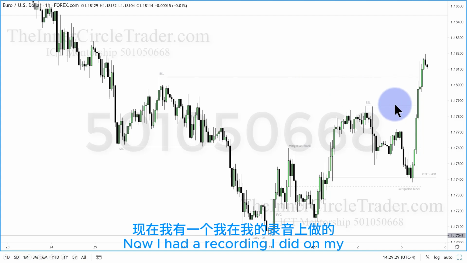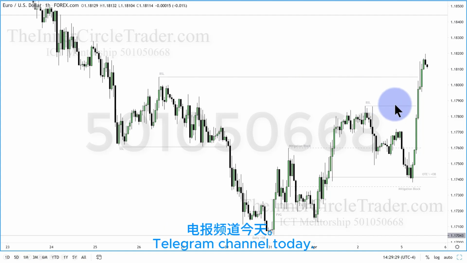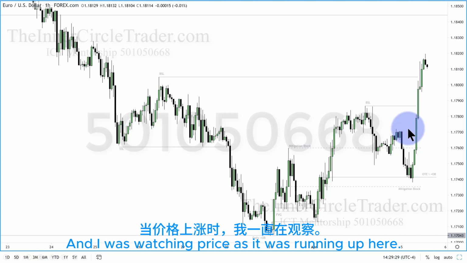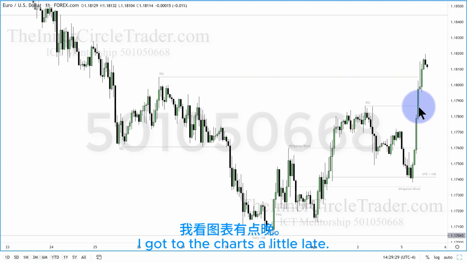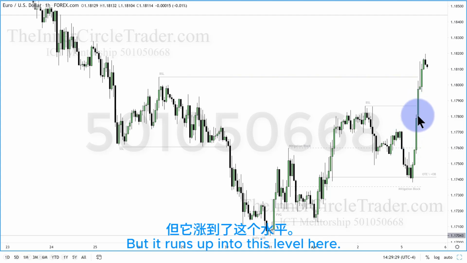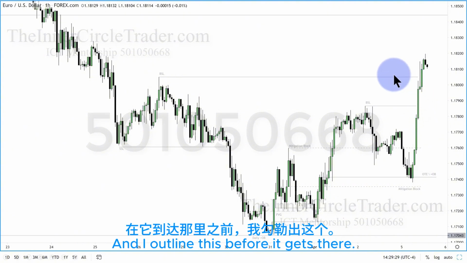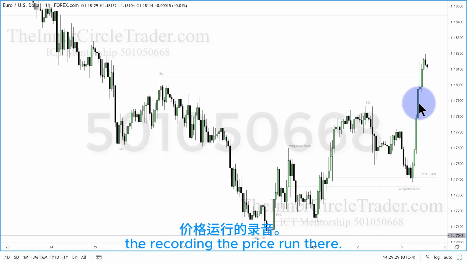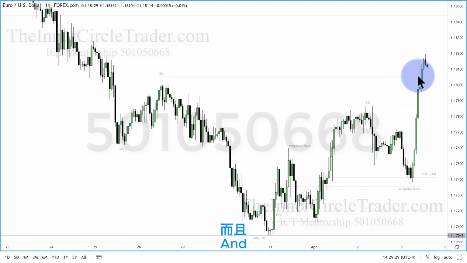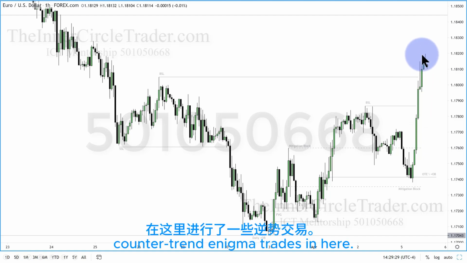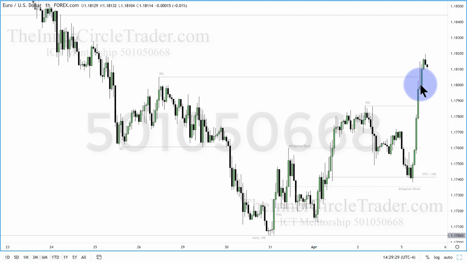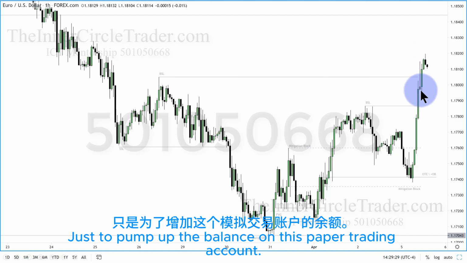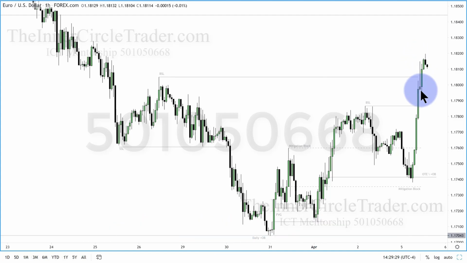Now I had a recording I did on my Telegram channel today, and I was watching price as it was running up here. I got to the charts a little late, but it runs up into this level here, and I outline this before it gets there. So I'm studying in the recording the price run there, and I did some counter trend enigma trades in here just to pump up the balance on this paper trading account.